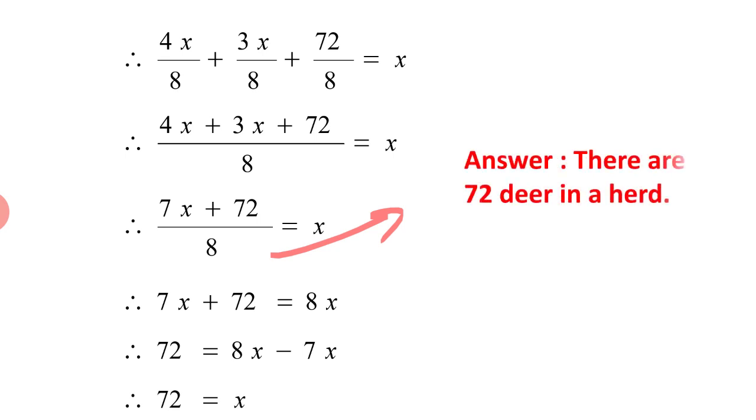What is x? x is the number of deer in a herd. So we write there are 72 deer in a herd. I hope you have understood these two questions. So watch the video again and again to understand and write down the proper solution in your classwork. Thank you, children.